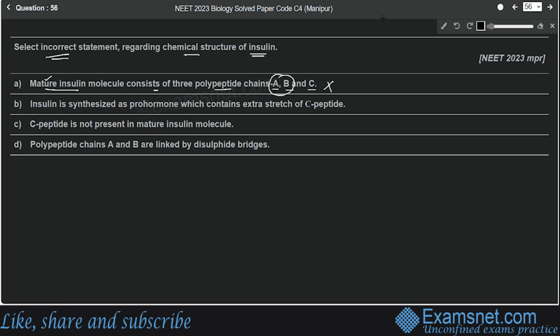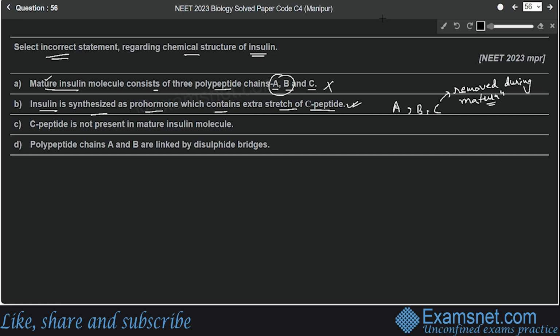Okay. Second statement is insulin is synthesized as prohormone which contains extra stretch of C peptide. This is a correct statement. Insulin is synthesized as a prohormone which contains chain A, B and C. Now during the process of maturation, chain C is removed. Therefore, at last only two chains are left, A and B.